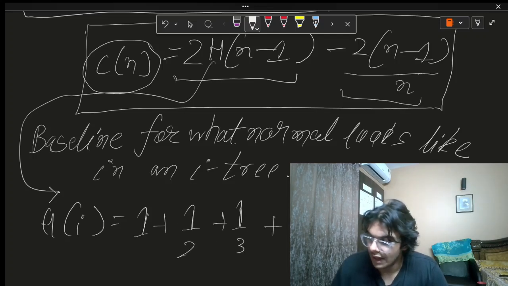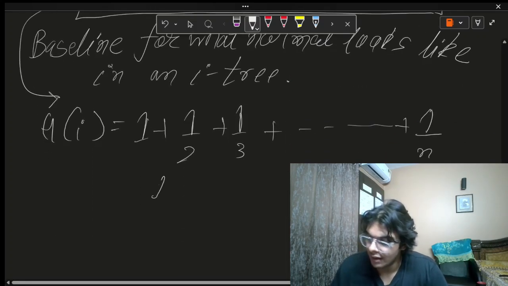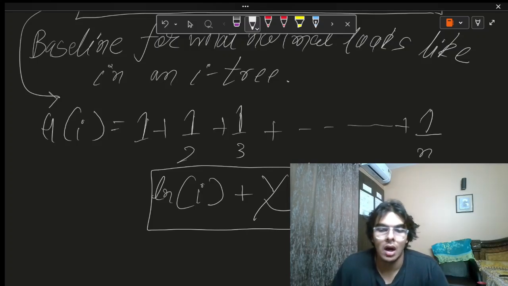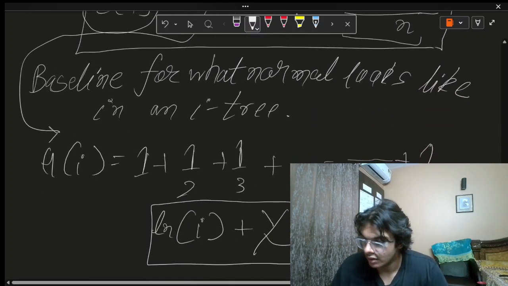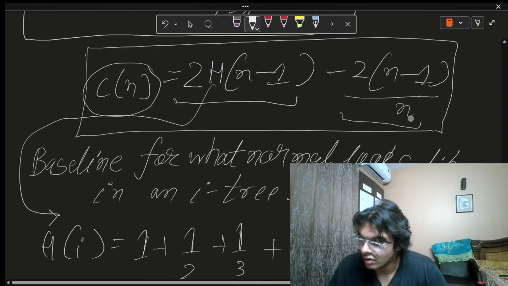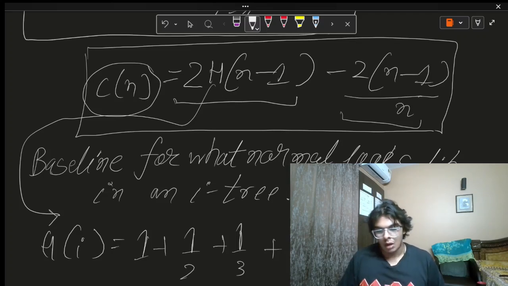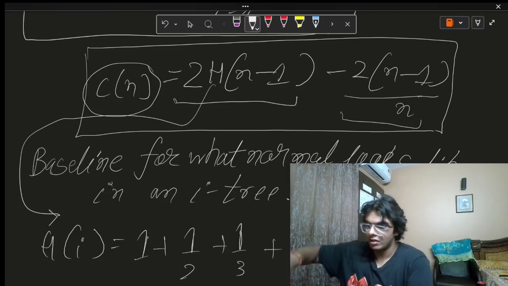Okay, this is how the harmonic series scales, and the eventual value looks something like ln(i) plus gamma, where gamma is the Euler-Mascheroni constant. The point here is that this is very important to interpret, and the term 2(n minus 1) upon n is the correction term that we have on our hands. It is used to get an idea about what is correct or not. Now, very important, the interpretation of this.